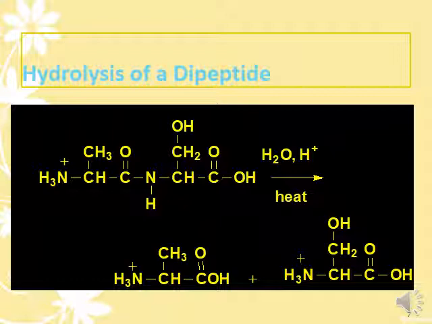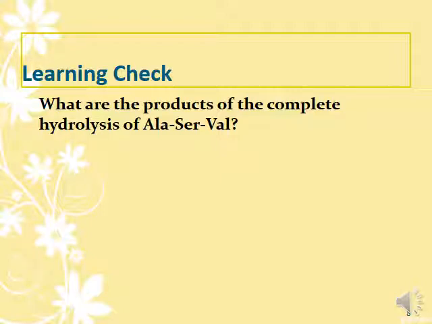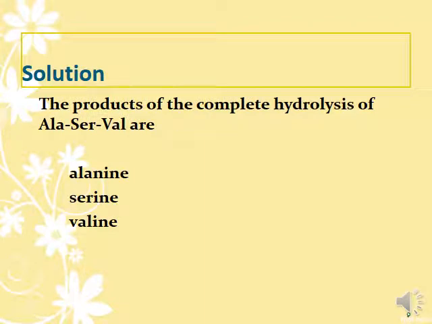This is an example of hydrolysis of a dipeptide bond. A dipeptide bond means you have two amino acids joined with a peptide bond, and you break the peptide bond either using acid or base in the presence of water and also heat. You break the peptide bond, giving the individual amino acids. So what happens when this alanine serine valine peptide is hydrolyzed? Therefore you should get alanine, serine and valine as individual amino acids.